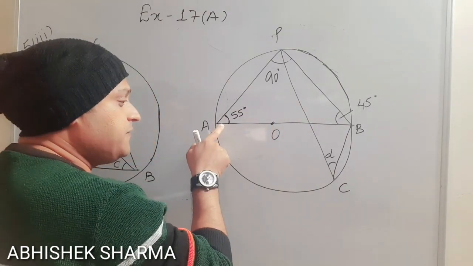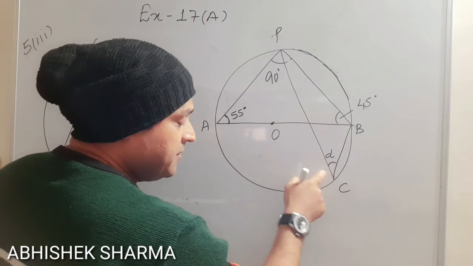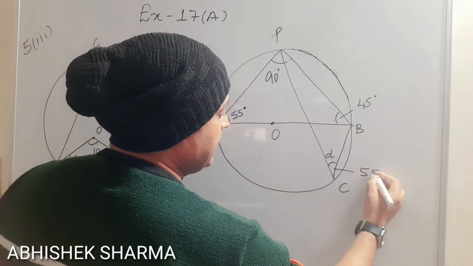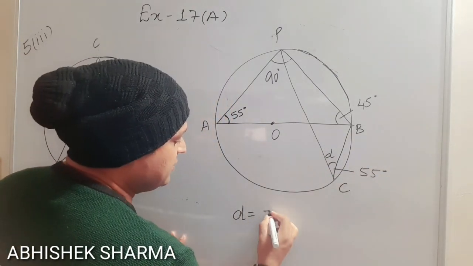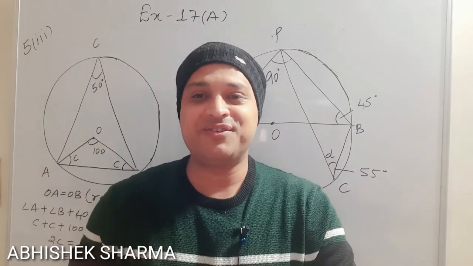So this is 55, then it will also be 55 here. So the answer is D is equal to 55. Understood this question?